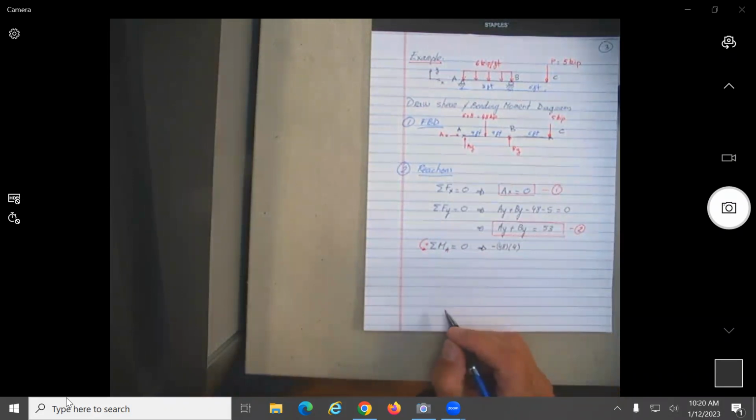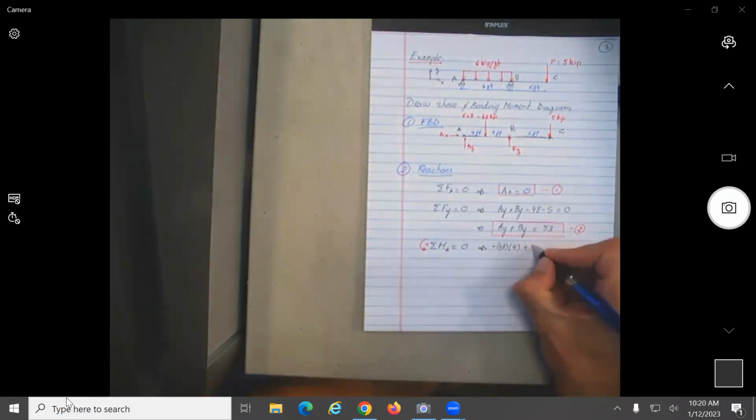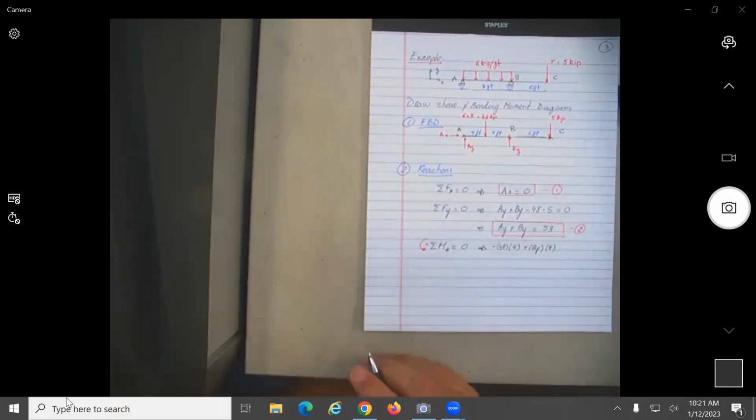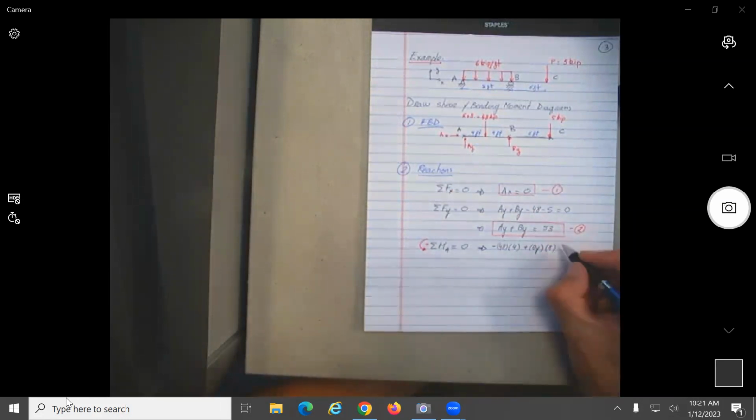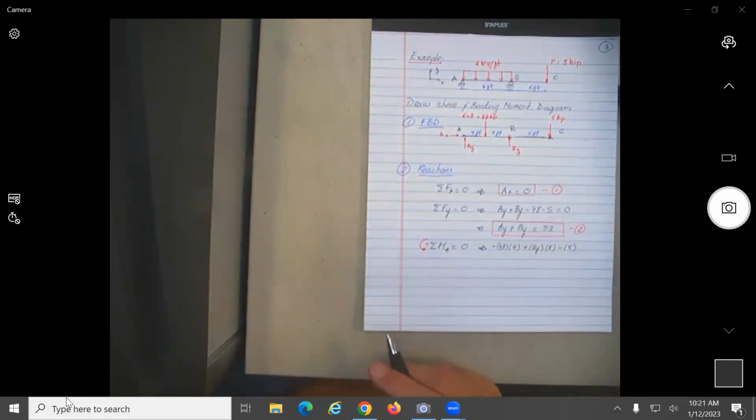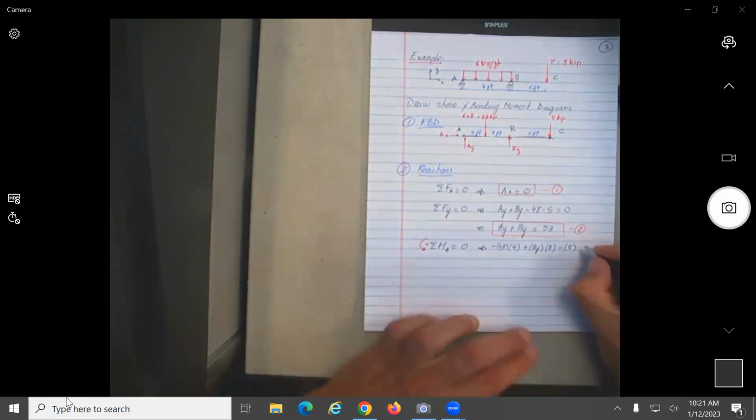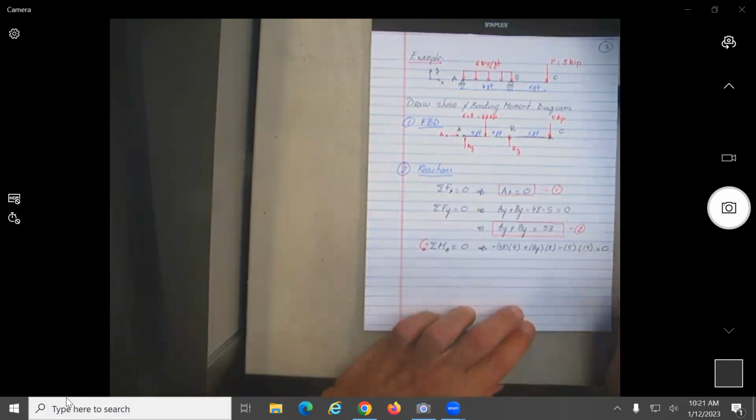What about BY? BY, we create a moment counterclockwise. So the force is BY, the arm is 8. And what about C? So the force is 5. We know it makes a clockwise moment. What is the total distance? 8 plus 6, 14. And this will be equal to 0.